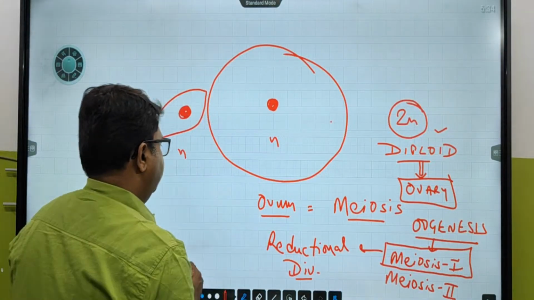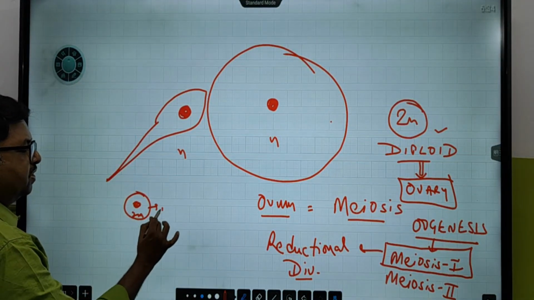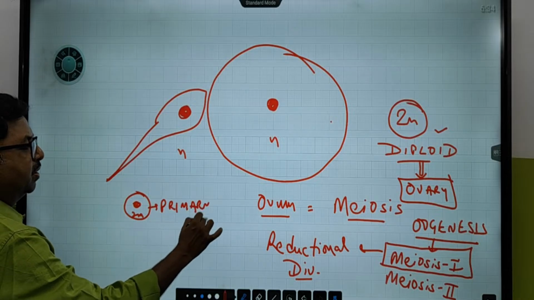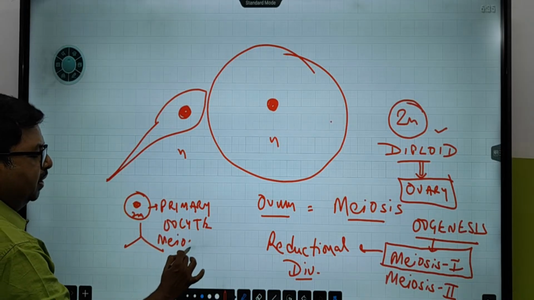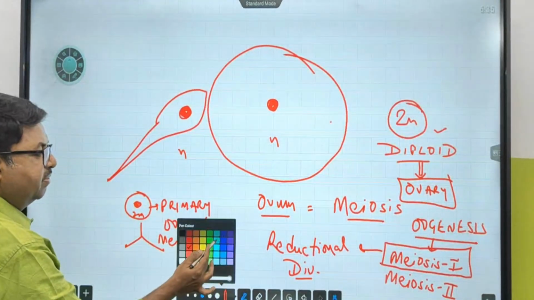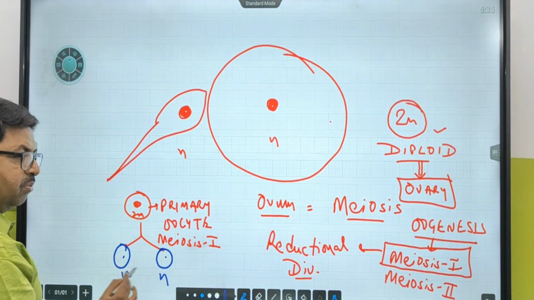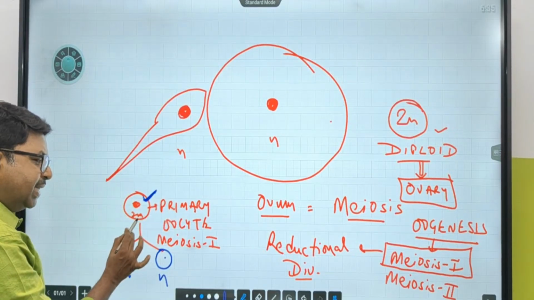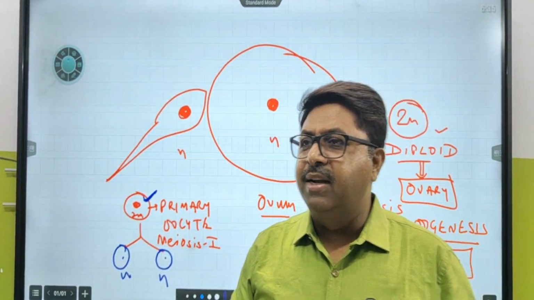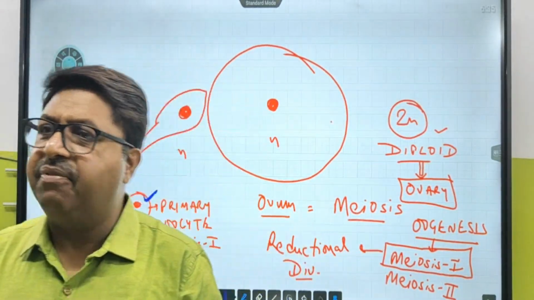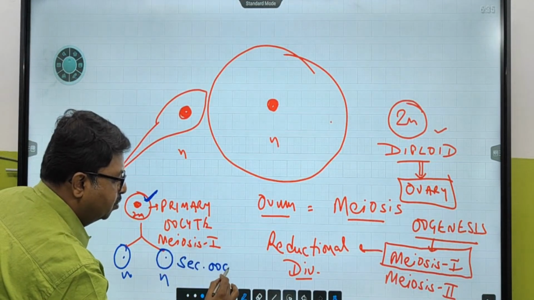That means from one particular cell, which is having 2n number of chromosomes, called the primary oocyte, it undergoes meiosis 1 and forms 2 cells, each having half the number of chromosomes. So the parent cell was having the 2n diploid number of chromosomes, and by the process of meiosis 1, it results in 2 cells, each having n chromosomes, and these 2 cells are secondary oocyte cells.